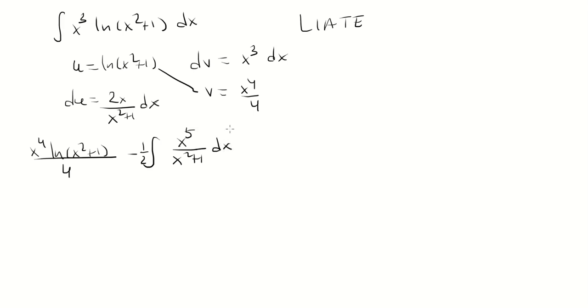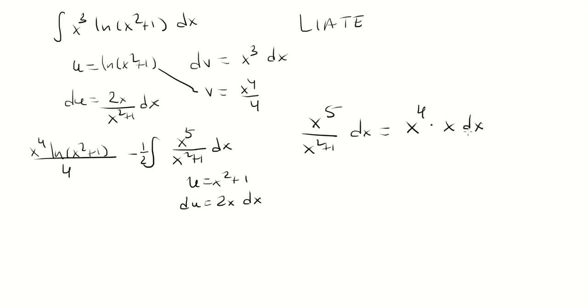Now at this step we can use long division, but that's going to take a while, or we can make a substitution. And the substitution we're going to make is u equals x squared plus 1. So then du is 2x dx. So the way we're going to think about this is we have x to the fourth times x dx over x squared plus 1. Now, x squared plus 1 is going to get replaced with u. x dx, that is du over 2.